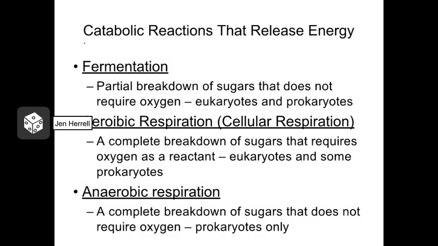This chapter is going to focus on the catabolic or exergonic reactions that cells can use to release energy. The first reaction is the simplest, but the least efficient. It's known as fermentation. Fermentation is a partial breakdown of sugars, so it just takes in glucose or other sugars and breaks them down a little bit. One of the nice things about fermentation is that it's anaerobic. That means it does not require oxygen. So organisms that live in oxygen-free environments can often use fermentation to produce the ATP they need. Both eukaryotic and prokaryotic cells can perform fermentation.